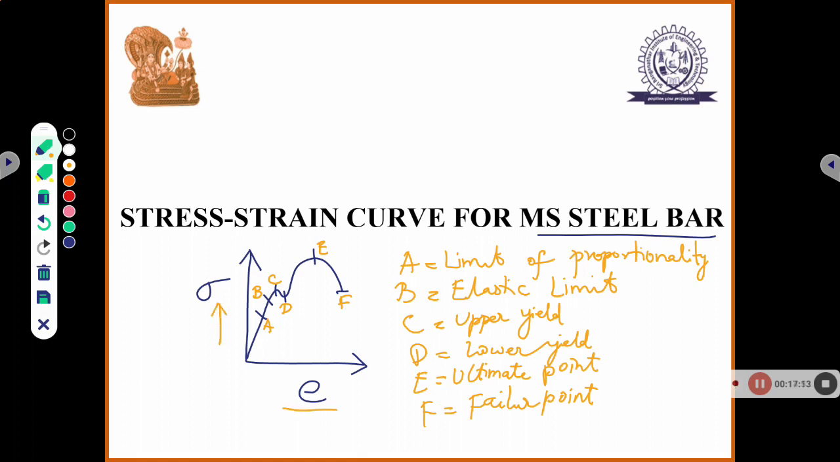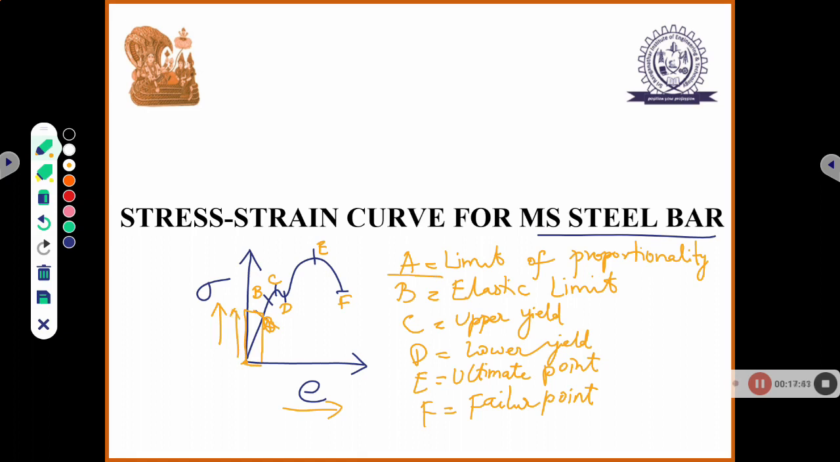So what this curve explains means, first point is limit of proportionality. So we all know Hooke's law. What is Hooke's law? Within the elastic limit, stress is directly proportional to strain. So up to this point, the stress is directly proportional to strain. So with the deformation, there is an increase in stress. This is explained in A, limit of proportionality.